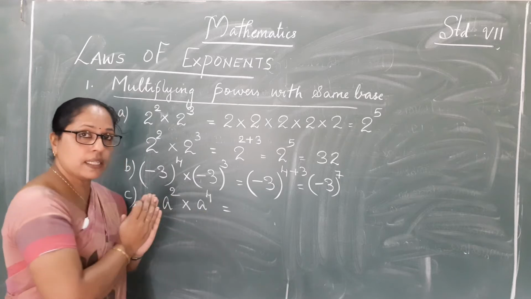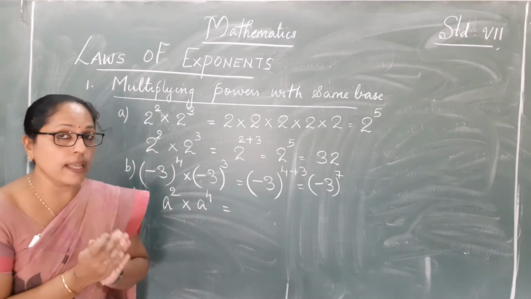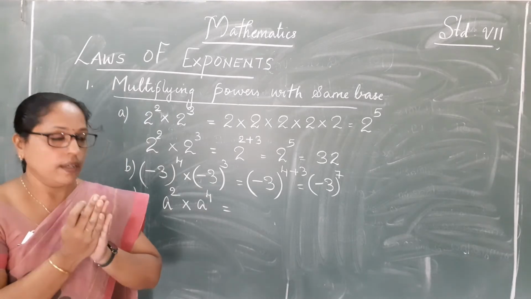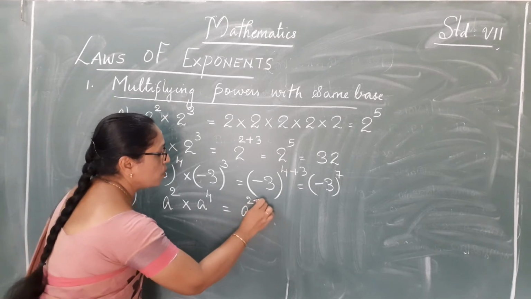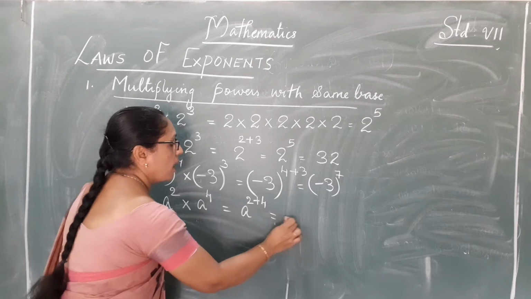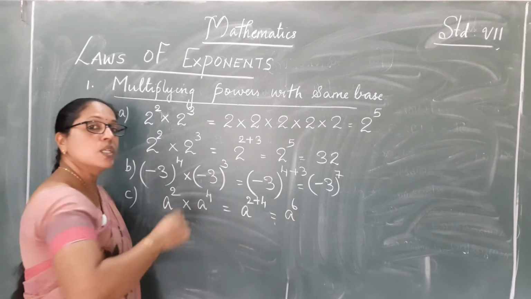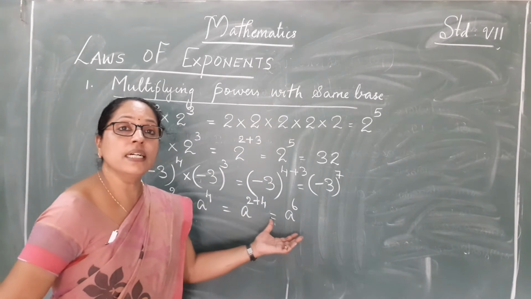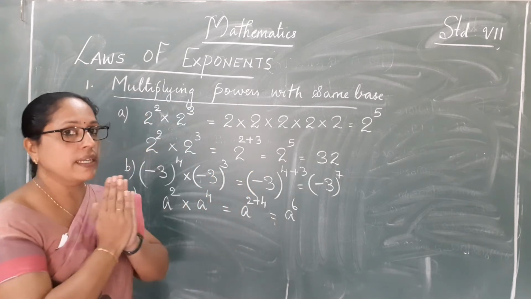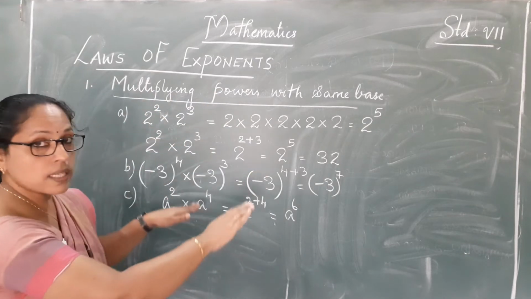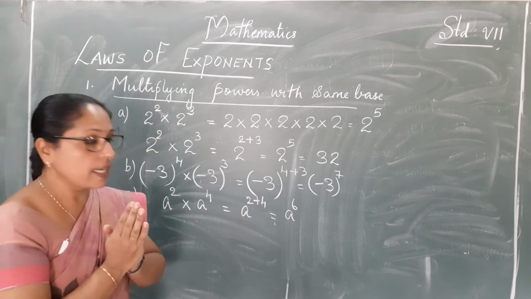So, when it comes like this, what do we have to do in the next step? Absolutely, that is adding the powers. So, 2 plus 4. So, A raised to 6. So, very quickly we are getting the answers. Okay. So, now we are going to write this law, based on these examples.